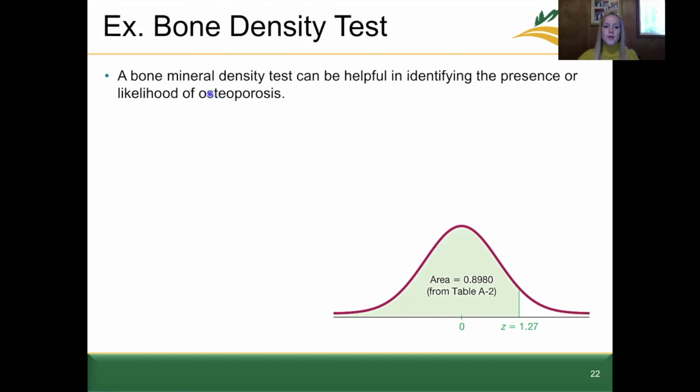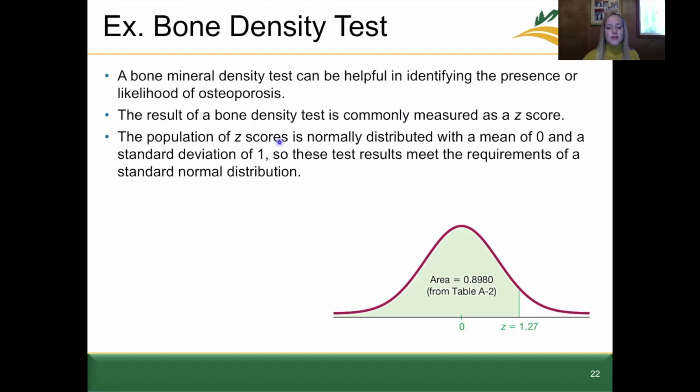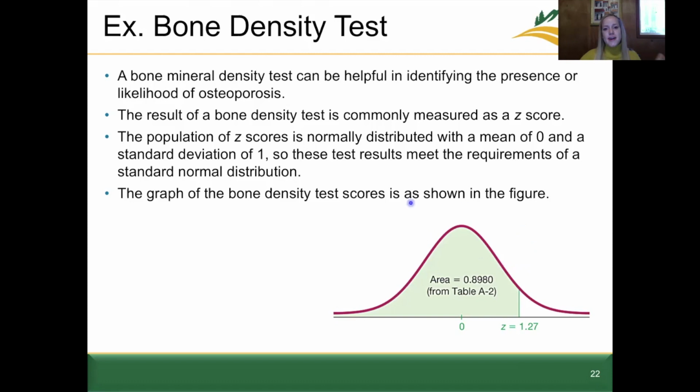In the health field, a bone mineral density test can give us information about a patient and if they might be experiencing osteoporosis, so getting small pores or holes in their bones due to a myriad of health reasons. The result of a bone density test is commonly measured as a z-score. The population of z-scores is normally distributed with a mean value of 0 and a standard deviation of 1. So we can check off these requirements: the results of these bone density tests meet the requirements of a standard normal distribution.